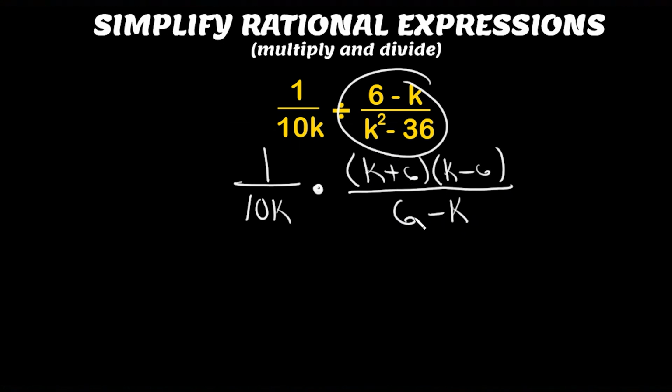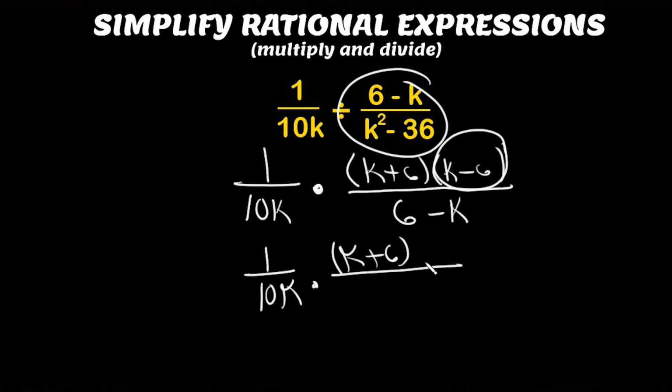So be careful here. It looks like you have a common factor, but you don't. Okay, this right here and this right here are not a common factor, because I have a positive k up here and a negative k down here. I have a negative 6 up here and then a positive 6 down here. But there's a way you can get around that. So we're going to go ahead and factor out a negative 1 from this factor right here. And when we do that, we get 1 over 10k times, and here we get k plus 6.